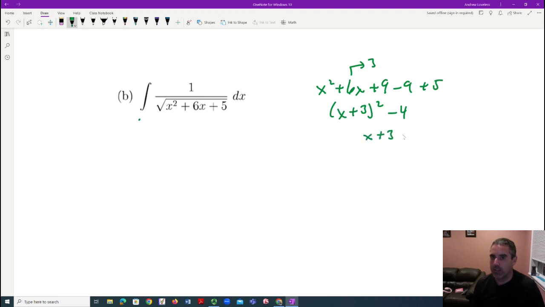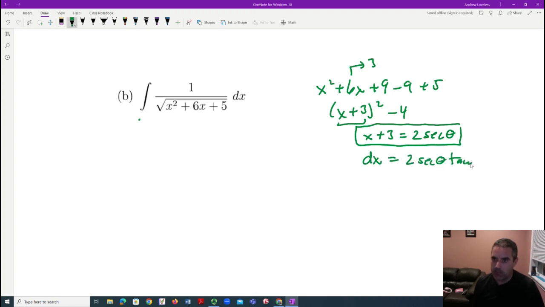The substitution I need is 2 secant of theta. All of that stuff was to be able to see this is what I needed. It's secant because the minus comes after. And first we can't forget that the derivative is this. But the whole reason we do that is now x plus 3 squared minus 4 is going to become 4 secant squared minus 4, or in other words, 4 times secant squared minus 1. So it's going to become 4 tangent squared. Okay, now I'm ready to go.